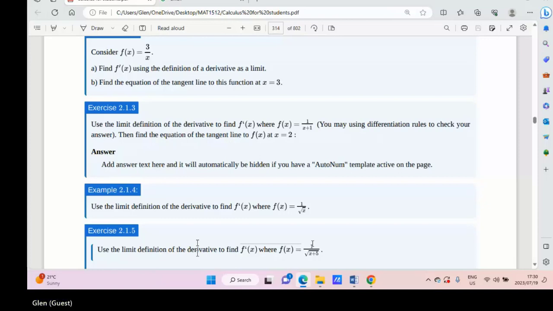Abdul. Yes, sir. I got -1 over 2 square root of x plus 5 cubed. Sir, I also made a mistake. That's the answer I also got. Hang on, Theo. Abdul, let me capture what Abdul is saying first, then I'll come back to you, Theo.